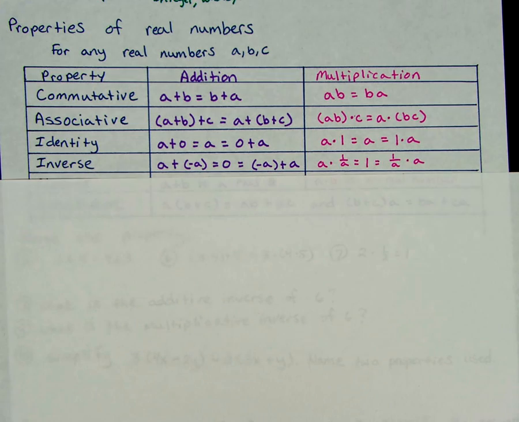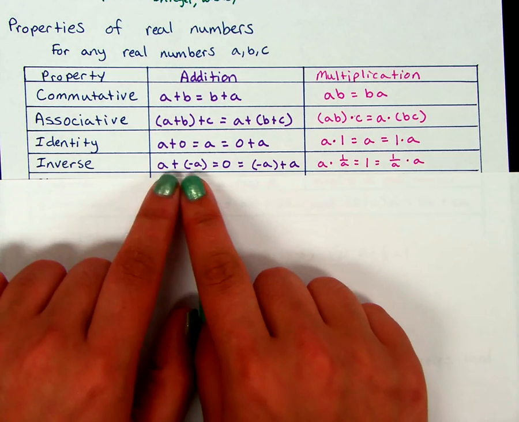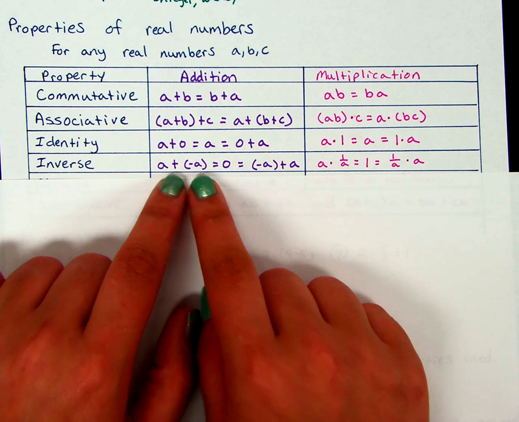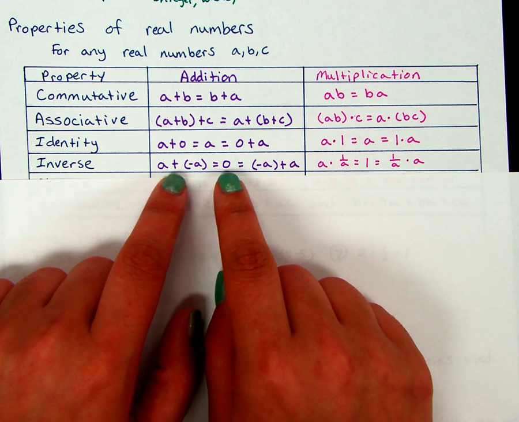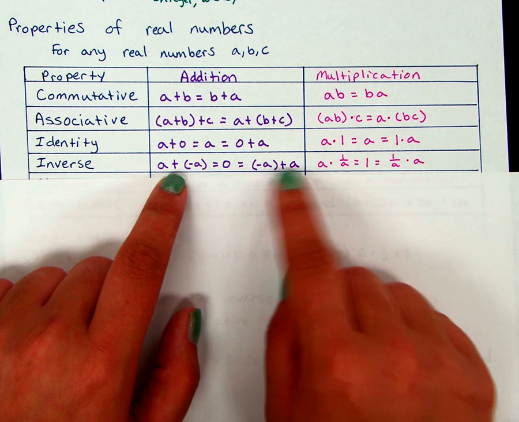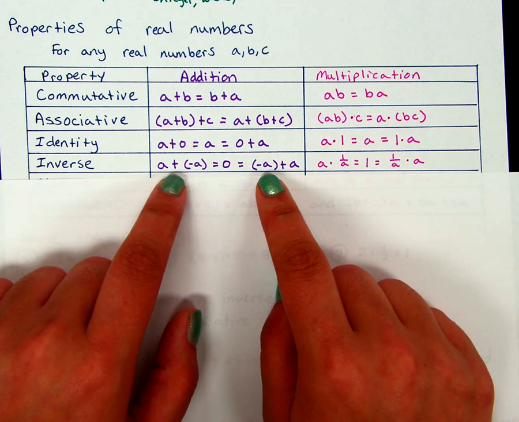Next one is the inverse. So this is undoing something. Okay? So for addition, the opposite of addition is subtraction. Okay? So, and we can always write something as plus a negative. So really we're thinking of it in terms of addition, even though we say subtraction. So if we take a plus its opposite, we are going to end up with 0. And again, the order that you do that in won't matter.